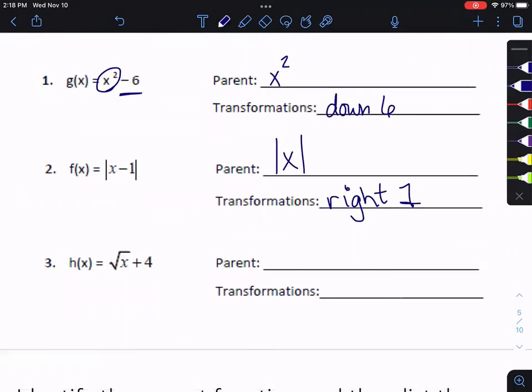Take a minute and see if you can do question number 3. So h of x equals the square root of x plus 4.